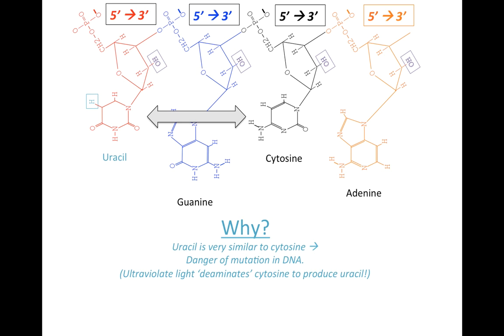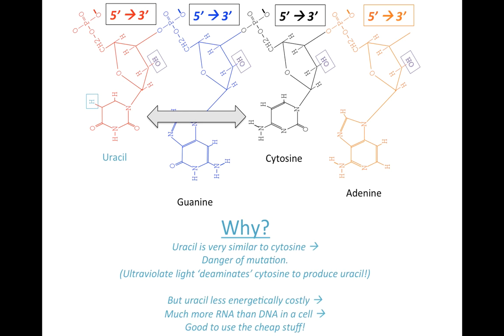Okay, so that's an argument for why we don't have uracil in DNA, but then why don't we just have thymine in RNA? Why use different nucleotides in the different molecules? Well, uracil is less energetically costly to actually produce, because remember, every time we have a uracil in an RNA, it has to be produced. Every time we have a thymine in a DNA, it has to be produced. These aren't free. The cell has to produce these things.